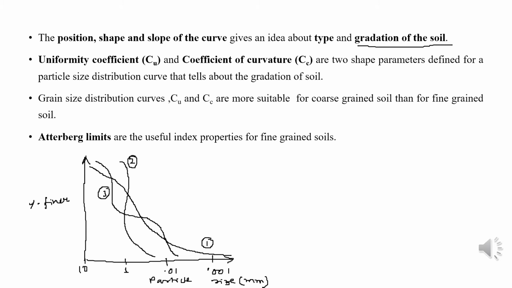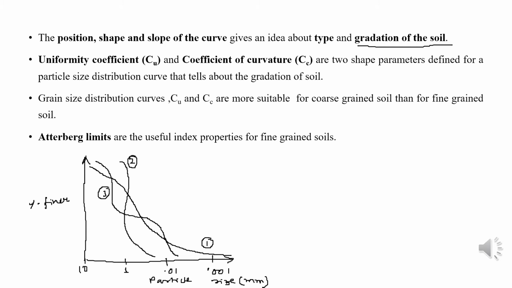What do you mean by the gradation of soil? Usually, the distribution of particles of different sizes in a soil mass is called grading, or that is what refers to the gradation of soil. It's a distribution of particles of different sizes. Okay. So, the grading of the soils can be determined from the particle size distribution curve.